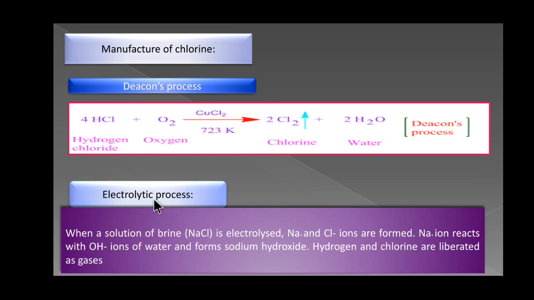In the electrolytic process, a solution of brine, NaCl, is electrolyzed. The ionized product of NaCl is Na plus and Cl minus. But Na plus ion reacts with OH minus ion of water and forms sodium hydroxide. Hydrogen and chlorine are liberated as gases. Okay, it's an electrolytic process.